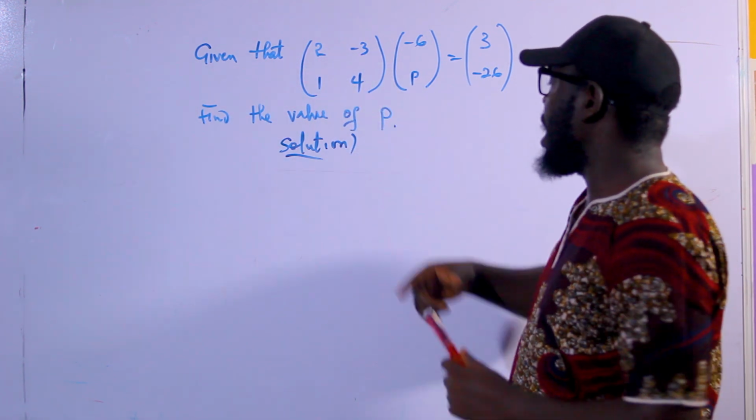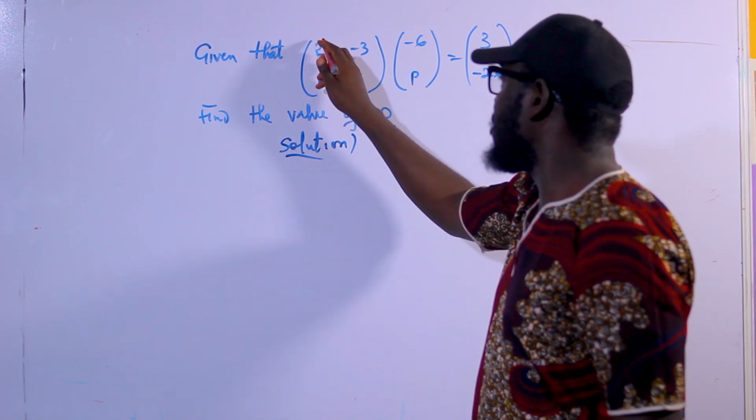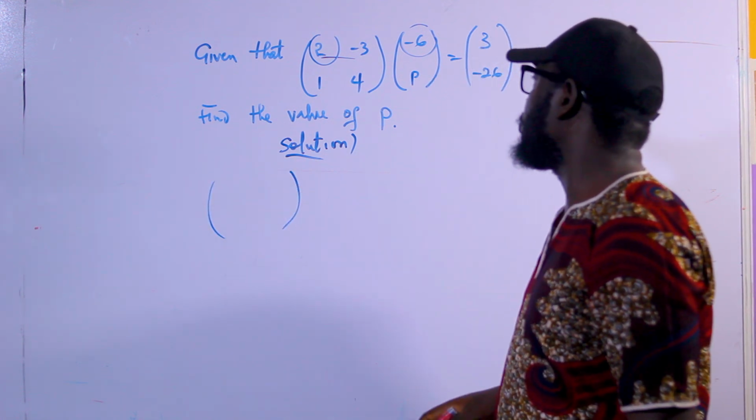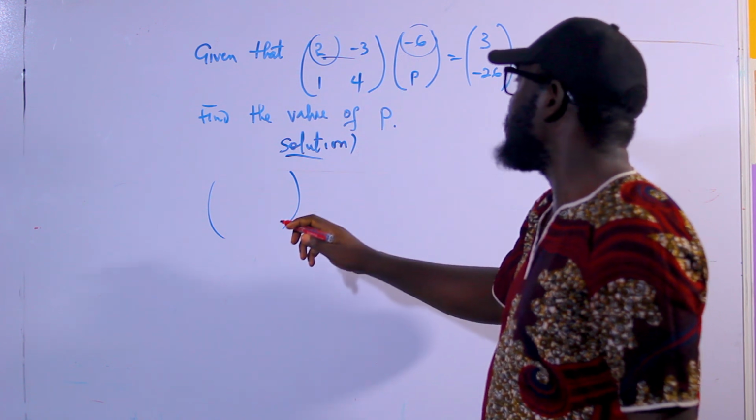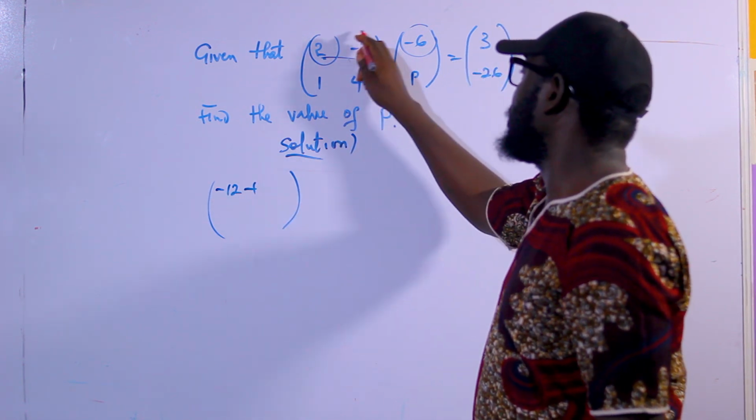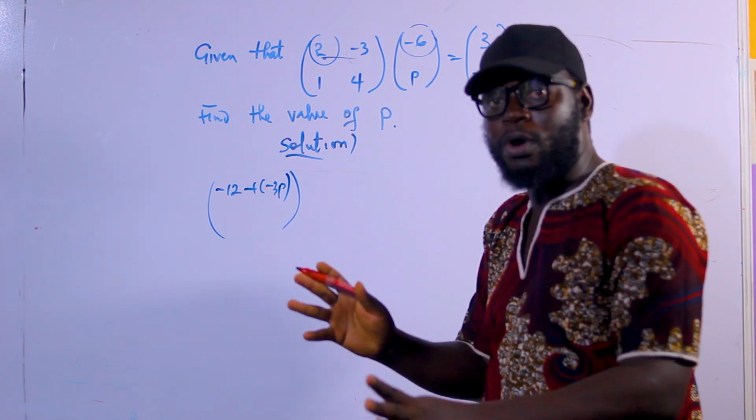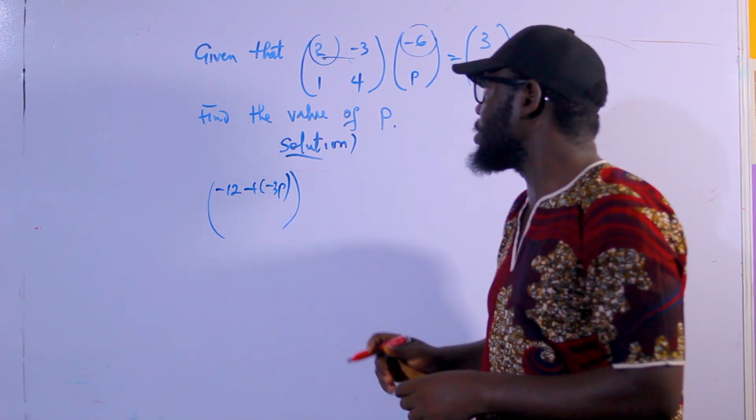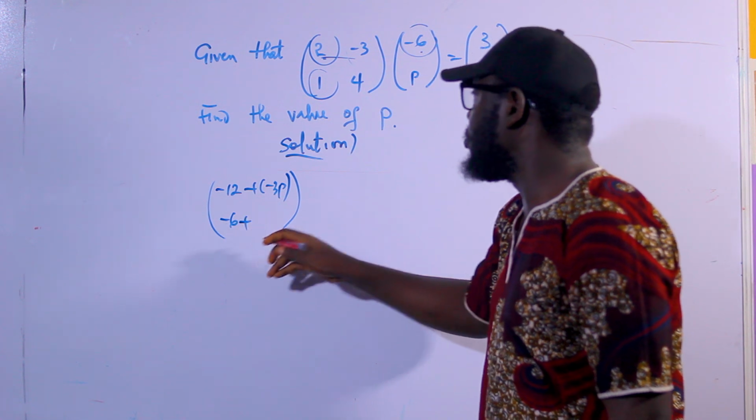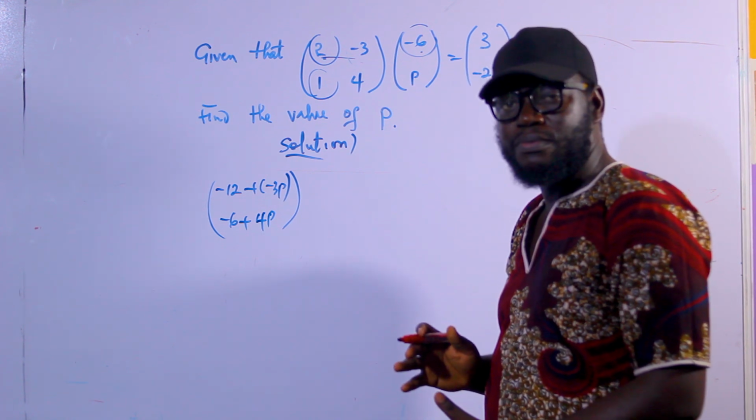If I multiply this one, don't forget multiplication has this rule, this against this one. So I will have 2 multiplied by minus 6, that is minus 12, plus minus 3 multiplied by p, that is minus 3p. That is how multiplication of matrices works. Then I'll go for this one against this as well. That is going to be minus 6 plus 4 multiplied by p, that is 4p. That is what we have there.